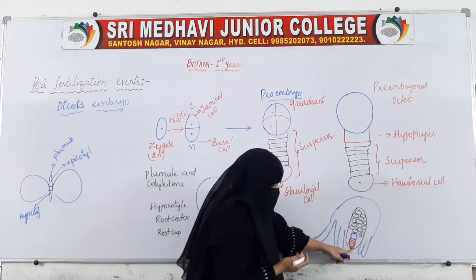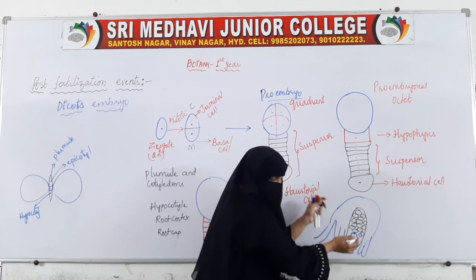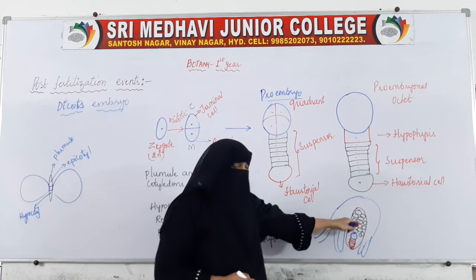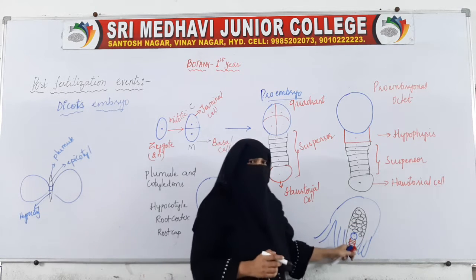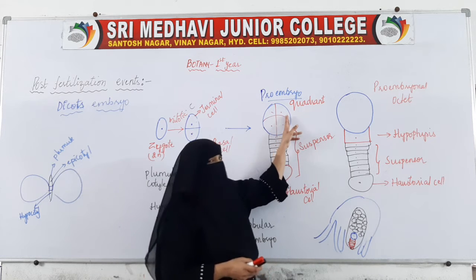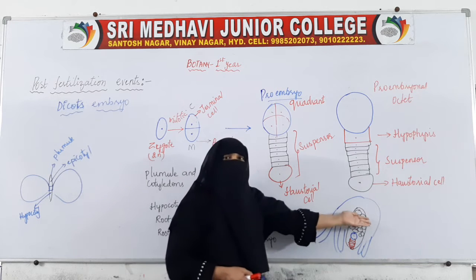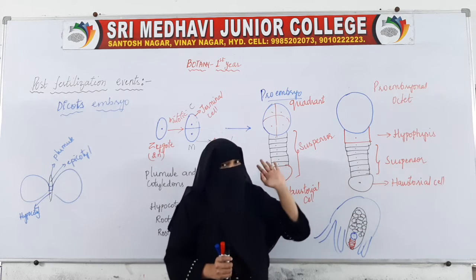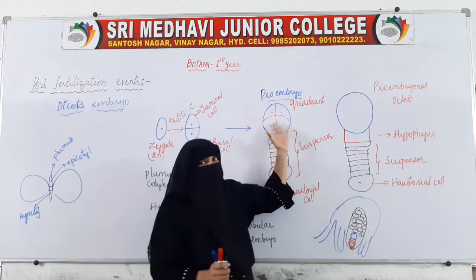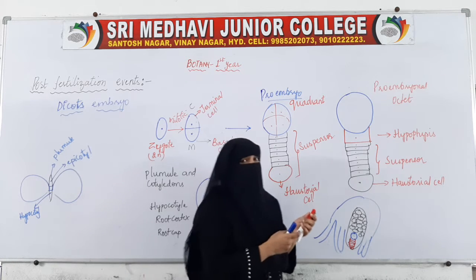So this suspensor and this haustorial cell will push this embryo towards the endosperm, so that the embryo gets the nutrients. That is the major function of this suspensor. It is pushing the embryo. This is the main embryo. The suspensor and this haustorial cell are pushing the embryo towards the endosperm. Okay. So by taking the nutrition from the endosperm, this proembryo will further divide.